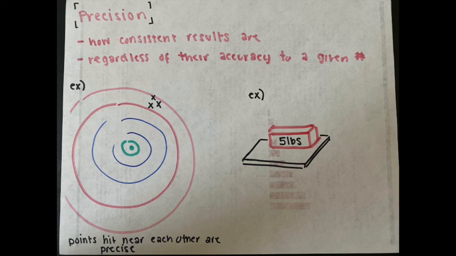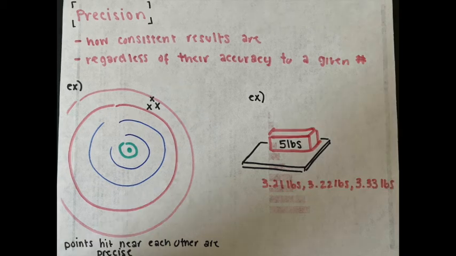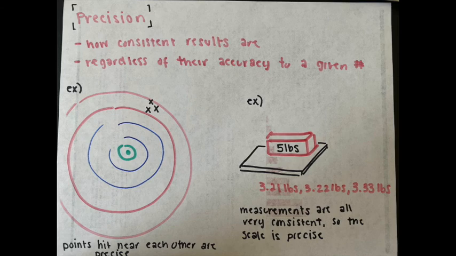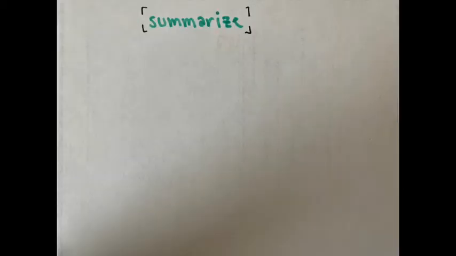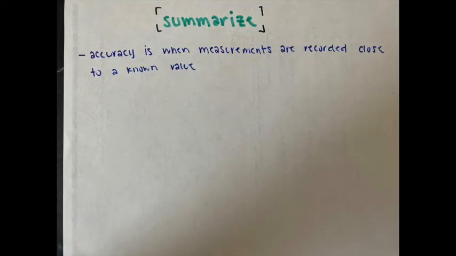Again, 5 pounds is the known value for the brick, but when we weigh it on the scale, it says 3.21 pounds, 3.22 pounds, and 3.33 pounds. We are able to say that these measurements are all consistent, and so the scale is precise. In both of these examples, results are consistent or near each other, regardless of their accuracy, which is what precision is all about.